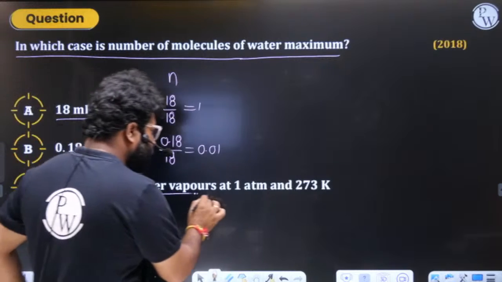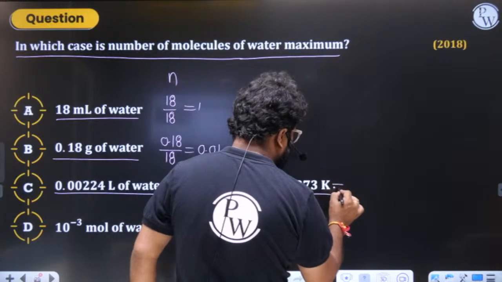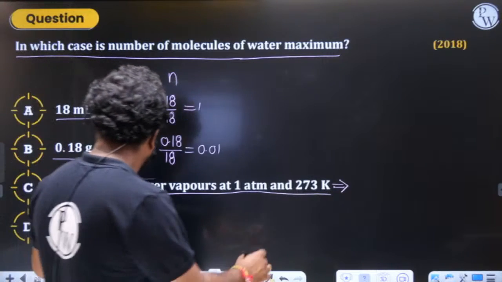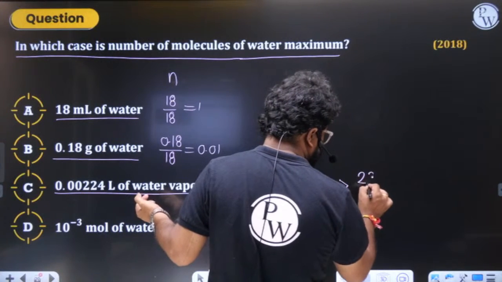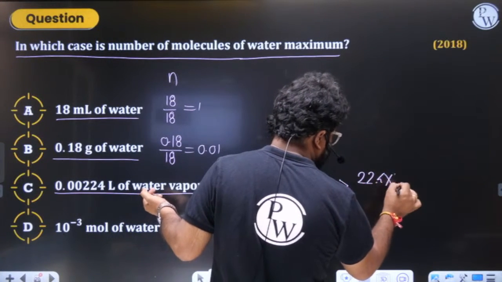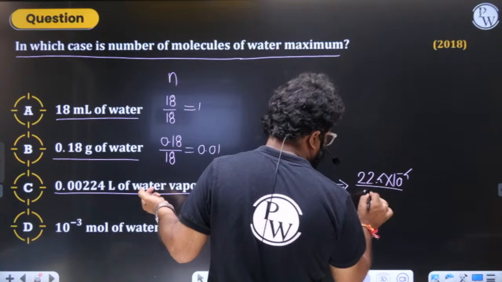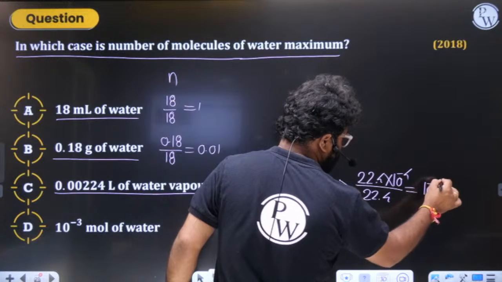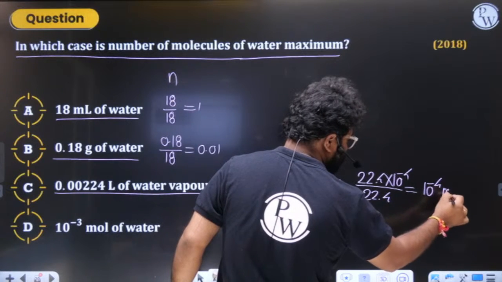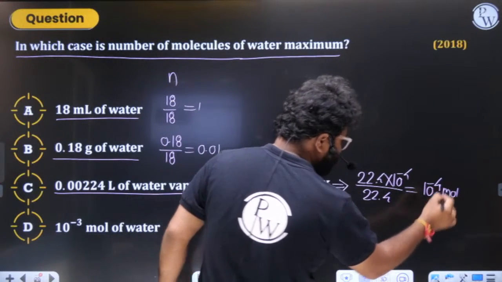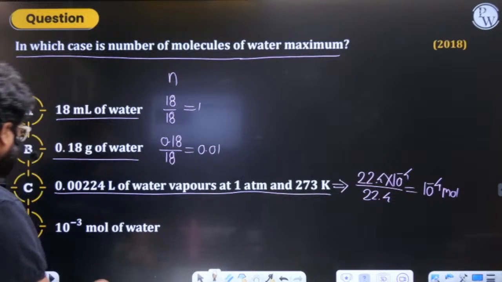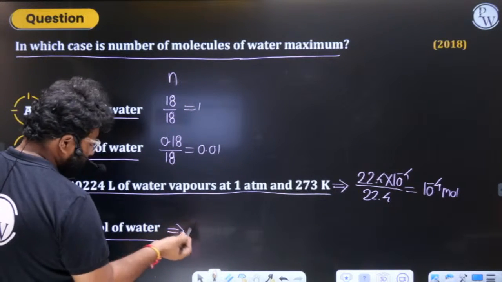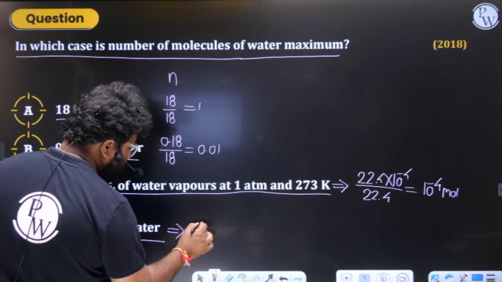0.0224 liters of water vapors at 1 atm and 273 Kelvin, that is STP condition. So this is 22.4 liters. 22.4 into 10 raised to minus 4 divided by 22.4 comes out to be 10 raised to minus 4 moles, right? And lastly, 10 raised to minus 3 mole. Here they have already given 10 raised to minus 3 mole.